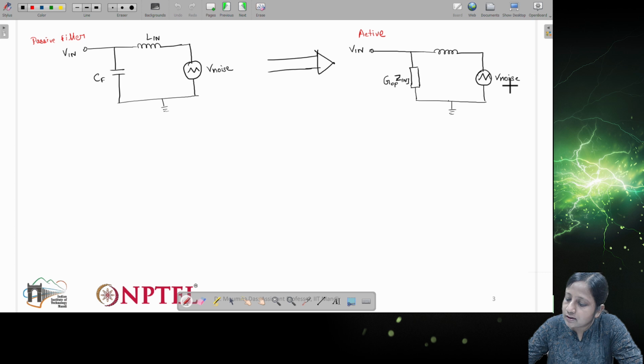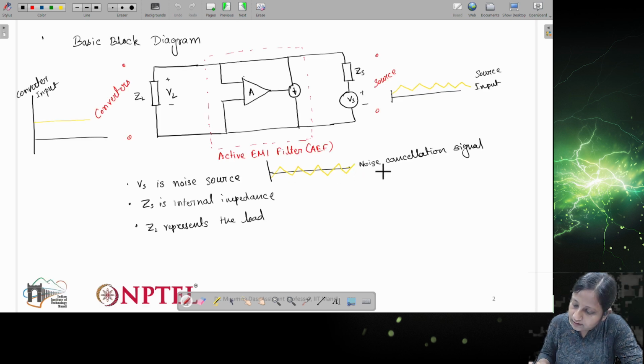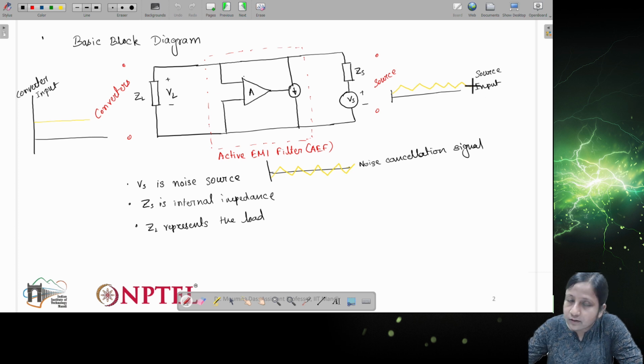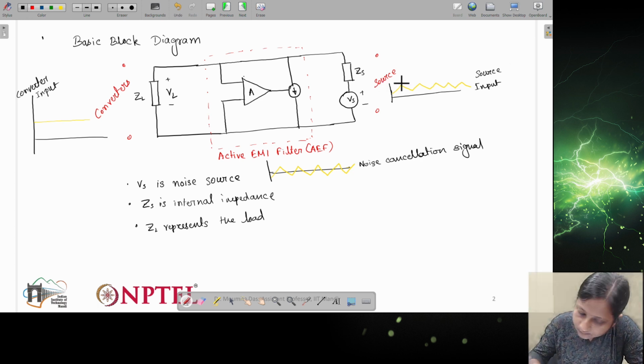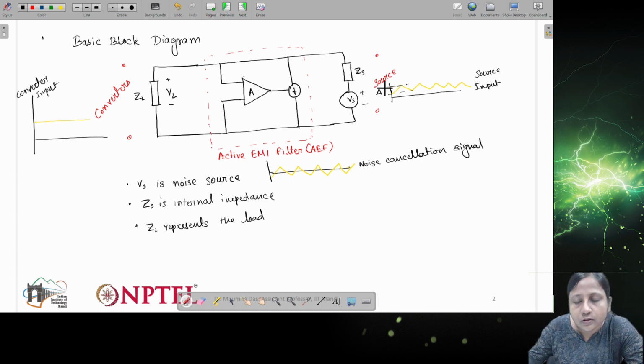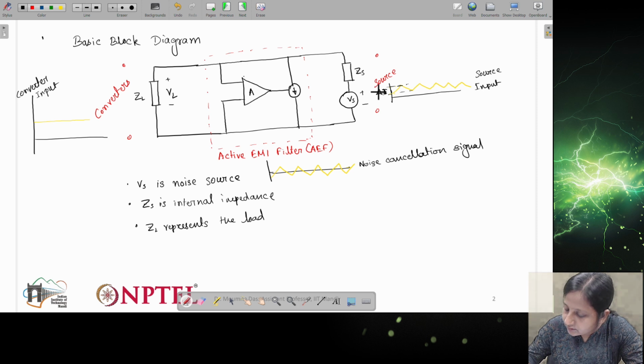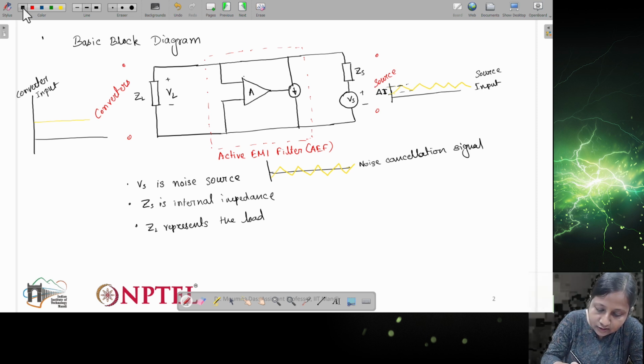So in that case, this noise that we are showing here as V noise, the amplitude of this V noise will change. Now the cancellation signal that we need to provide should also change. So you can see in the previous one, the magnitude of this noise cancellation signal will be as per the ripple given in the source input. Here if you see, this ripple will have some delta value, right? Delta I. I'm just showing it in terms of current, because what we are injecting here is the current.